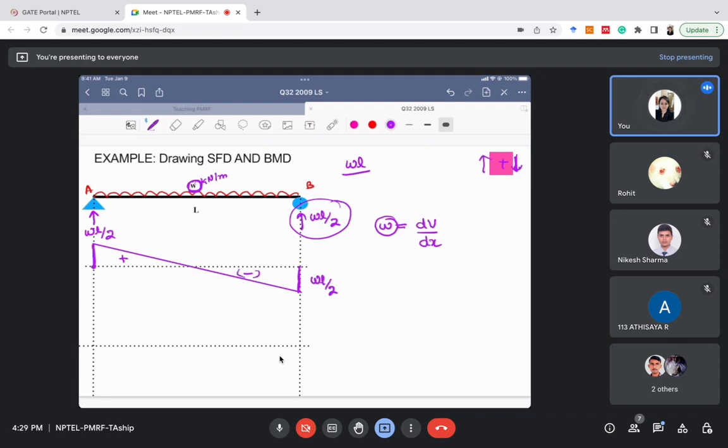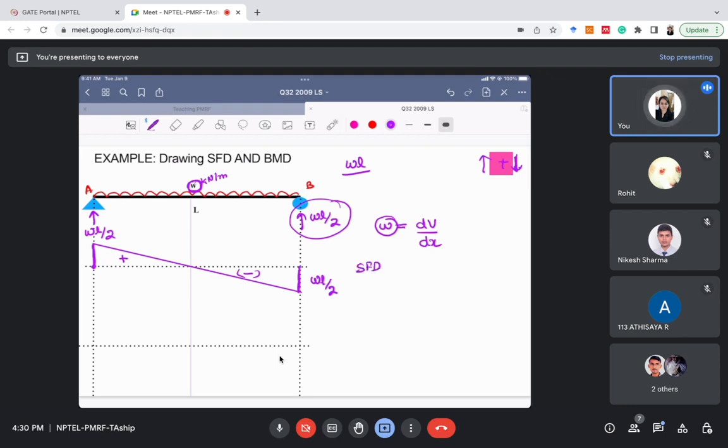I hope it is clear. So these are very easy problems which I'm discussing right now. I'll make it more and more difficult in the next few problems. Now we have drawn the shear force diagram for this beam. Now I'll move towards the bending moment diagram.